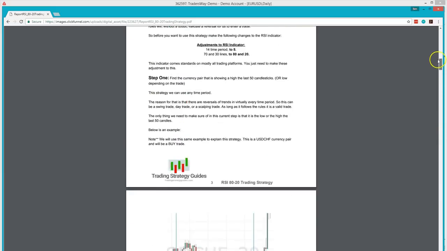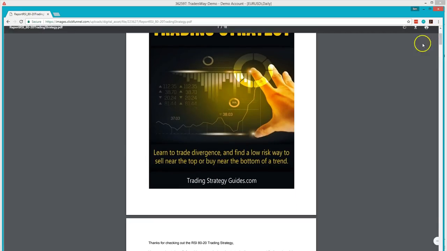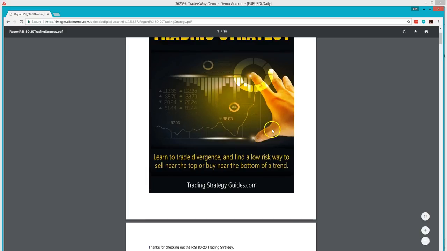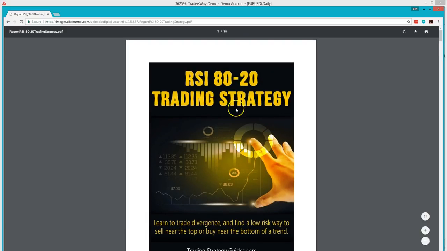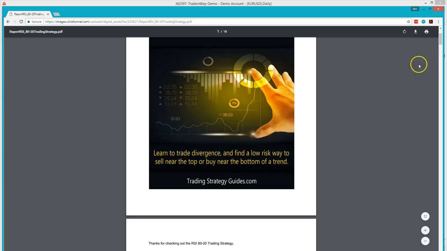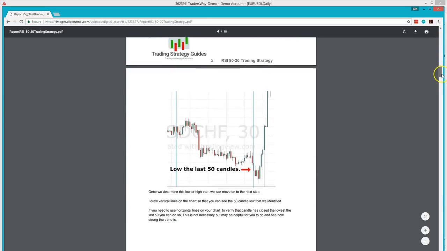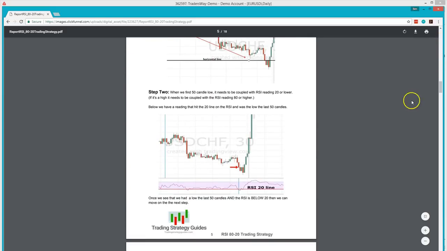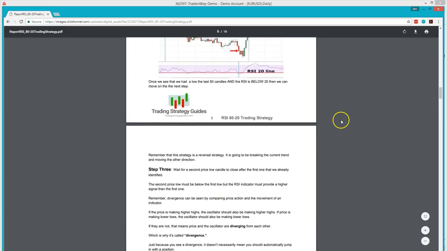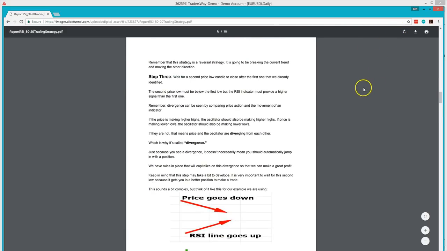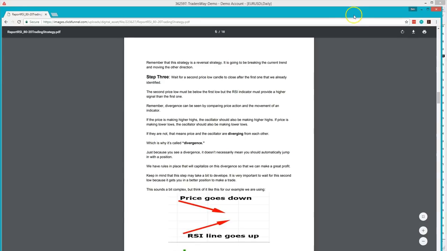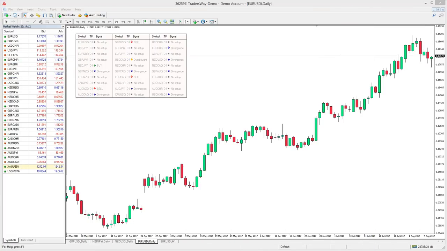Here's that whole entire booklet. We give it away for free. This is 100% free. You go on our website, find RSI 8020, and you'll find the rules. You'll be able to read it, and you'll be able to figure out the methodology behind this strategy, or behind this indicator. I'm sorry, it's behind the indicator and dashboard. So let's dive into this a little bit more.